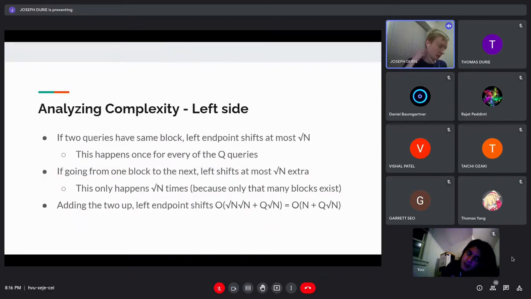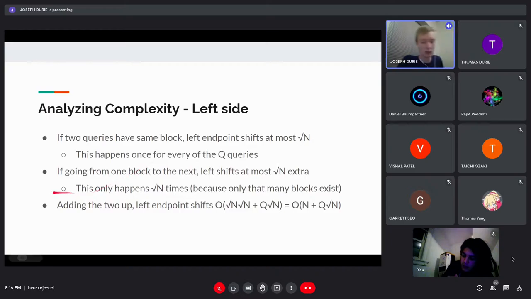Yeah, so now we're going to talk about what the complexity of doing this is and why we've sorted the queries this way. So let's look at how many times the left endpoint is going to shift first. Notice that if two queries are in the same block, your left endpoint is going to shift by at most square root n, right? Because if they're in the same block, they're in the same segment of square root n things. So to get between them is only square root n steps. And this is going to happen for every query, right? Worst case, you're moving square root n for every query.